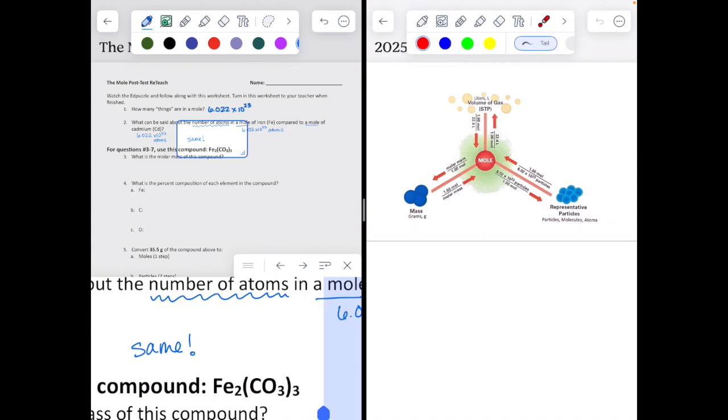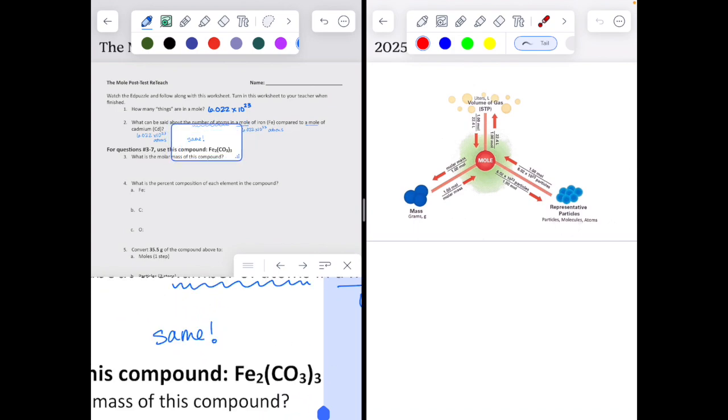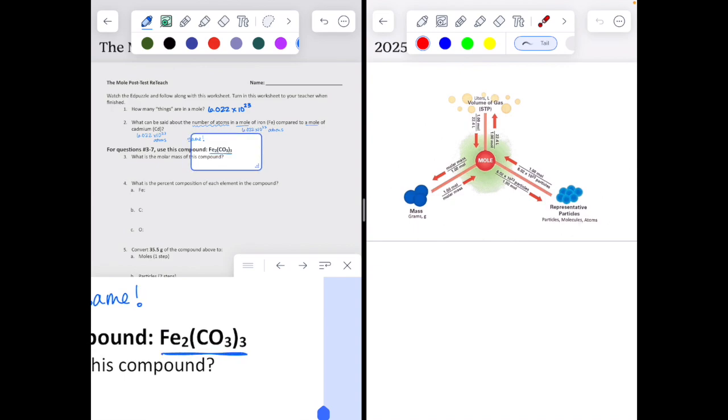All right, for numbers 3 through 7, use this compound. So this compound is Fe2(CO3)3. Notice that the O is capital. It's a capital O. That's important. And we have parentheses, so let's review what parentheses means. This means that the 3 here is going to go to the O and the C. It's not going to go to the Fe because the Fe is not inside the parentheses. So it's just going to go to the O and the C.